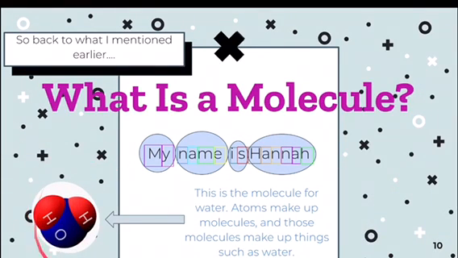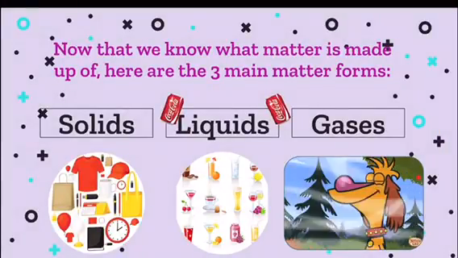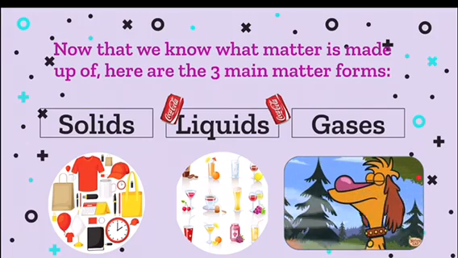This is a molecule that codes for water. There are millions and trillions of different molecules that make up things like wood or plastic. So what kind of states of matter are there? Now that we know what matter is made of, it can be broken up into 3 main forms: solids, liquids, and gases. Solids are basically everything around you that you can feel or touch.